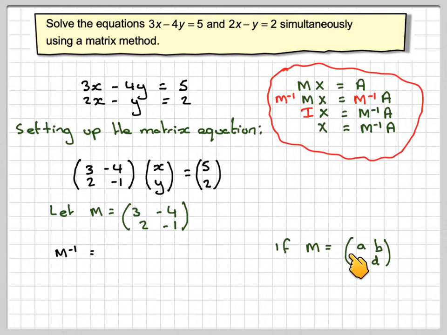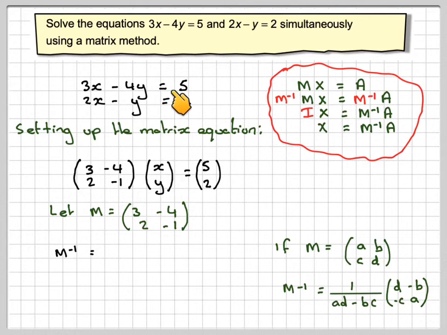So if M is equal to a, b, c, d, the inverse matrix, M to the minus 1, is 1 over the determinant, so it's AD minus BC, times D and A. So D and A swap positions, and then the signs change on B and C. And provided the determinant exists, and if it doesn't exist, what you have is parallel lines or lines which are exactly the same line, then you can find the solution to the simultaneous equations.